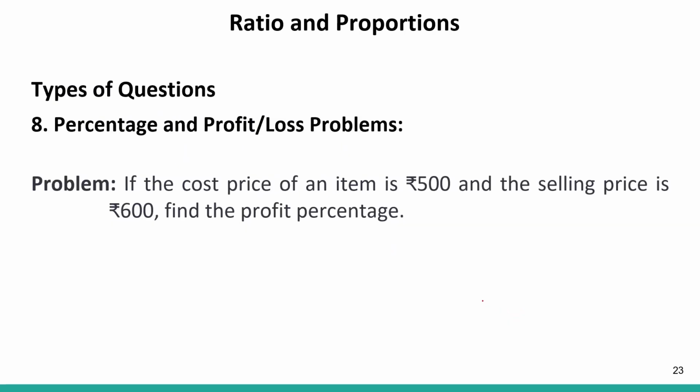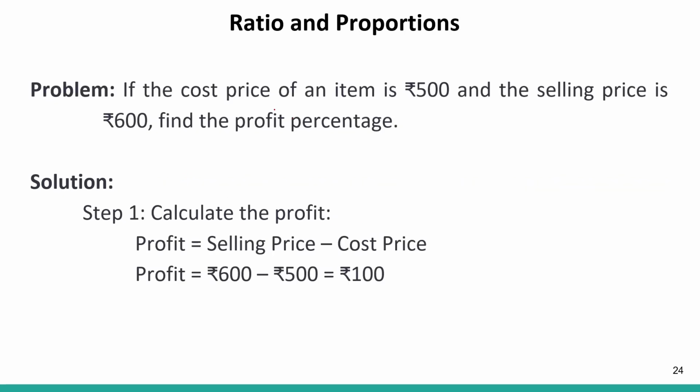So let's see the type of questions. So the percentage and profit loss problems. So the problem is, if the cost price of an item is 500 and the selling price is 600, then find the profit percentage. Okay, if the cost price of an item is 500 and the selling price is 600, then find the profit percentage.